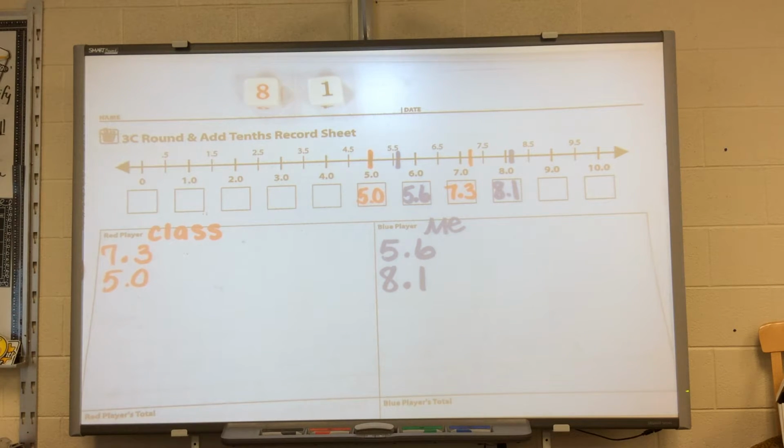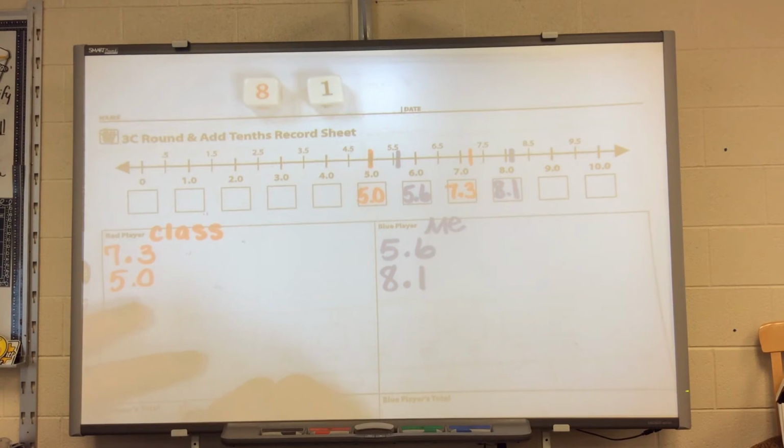So if we ended the game right now, how much would you have as your total? 7 and 3 tenths plus 5. John? 12 and 3 tenths.